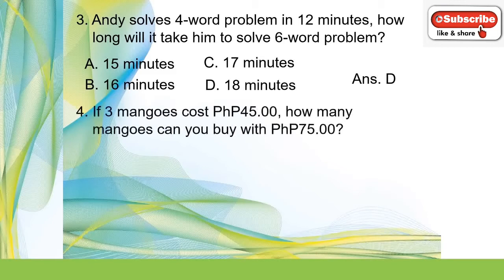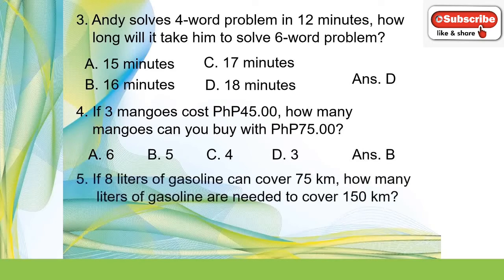Number 4. If 3 mangoes cost 45 pesos, how many mangoes can you buy with 75 pesos? A. 6, B. 5, C. 4, D. 3. Write your answer now. Time is up. The correct answer is letter B. Number 5. If 8 liters of gasoline can cover 75 kilometers, how many liters of gasoline are needed to cover 150 kilometers? A. 16, B. 17, C. 18, D. 19. Write your answer now. Time is up. The correct answer is letter A.